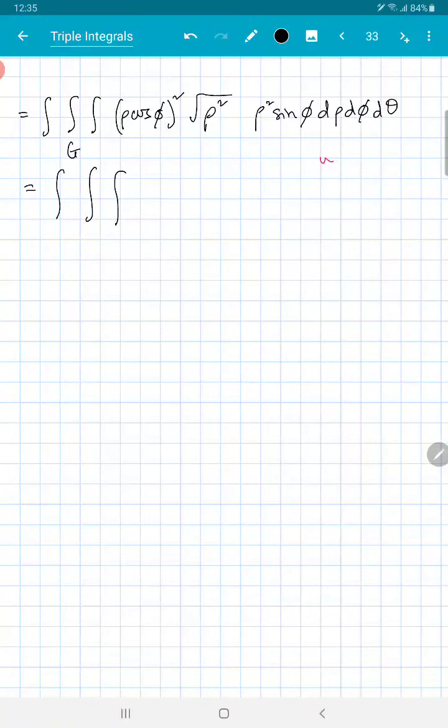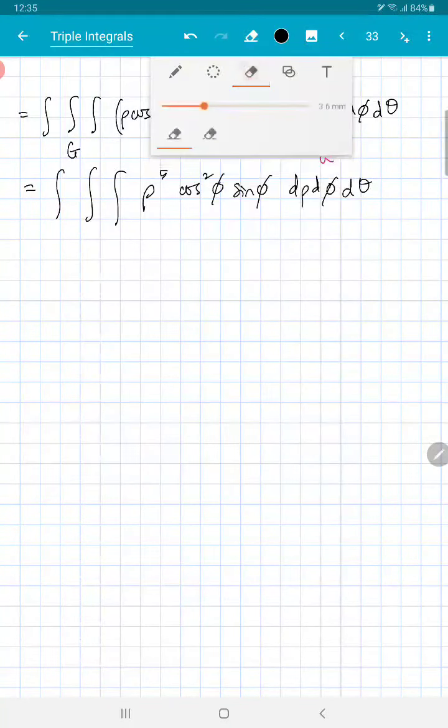Alright, we can simplify this. How many rho's do we have? Here we have rho squared, that would be rho, and that would be rho squared. So we have 5 rho's. Then we have cos squared phi, and we have sine phi, and the order is d rho, d phi, d theta. Okay, let's get the limits for rho.